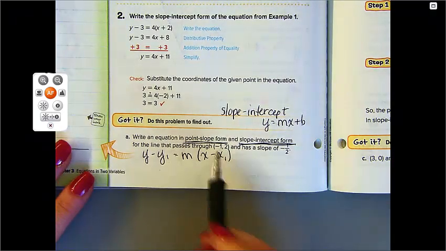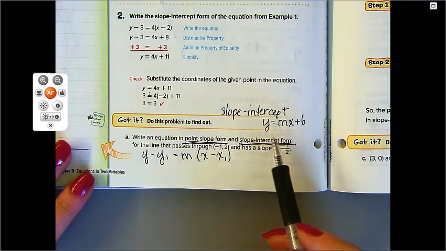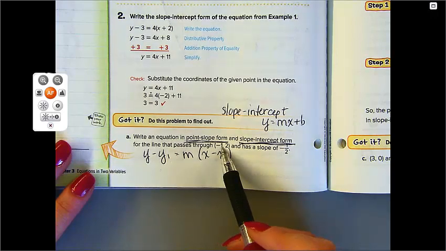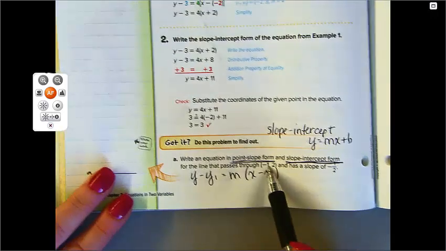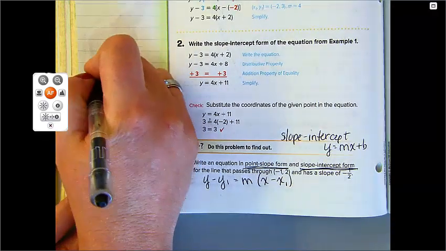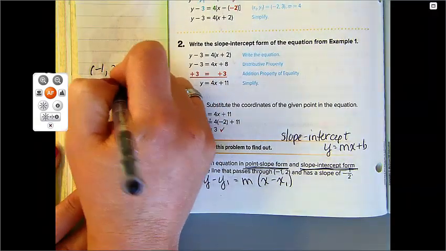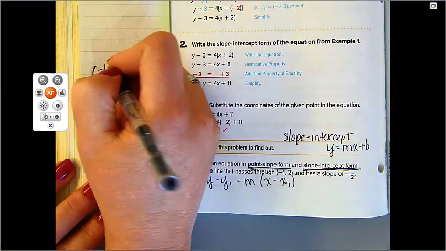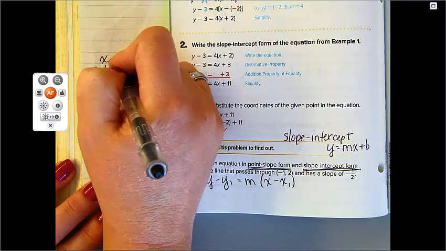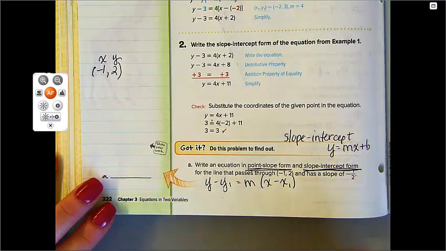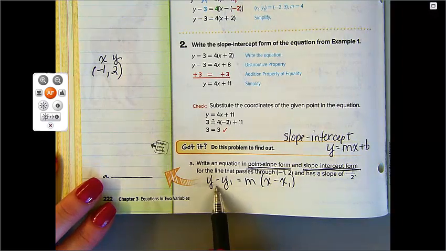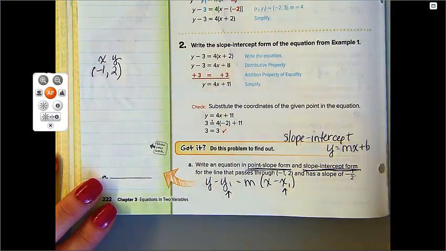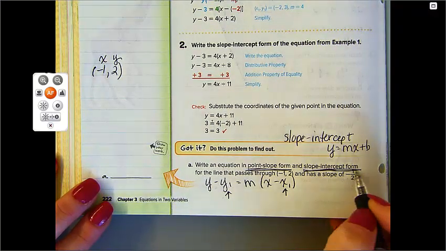Okay, so we are writing an equation in point-slope form and slope-intercept form for a line that passes through these points. So we know that it has a slope of negative 1/2 because it tells us it does, and we know that it goes through these points. So on these points, the negative 1, 2, I have to decide which one's my x and which one's my y. Well, hopefully you know that whenever you have coordinates, your first number is your x and your second number is your y. So I'm going to put those in here. For y1, this is what I want to replace in this equation, and this is what I want to replace in this equation. And it tells me the slope of negative 1/2.